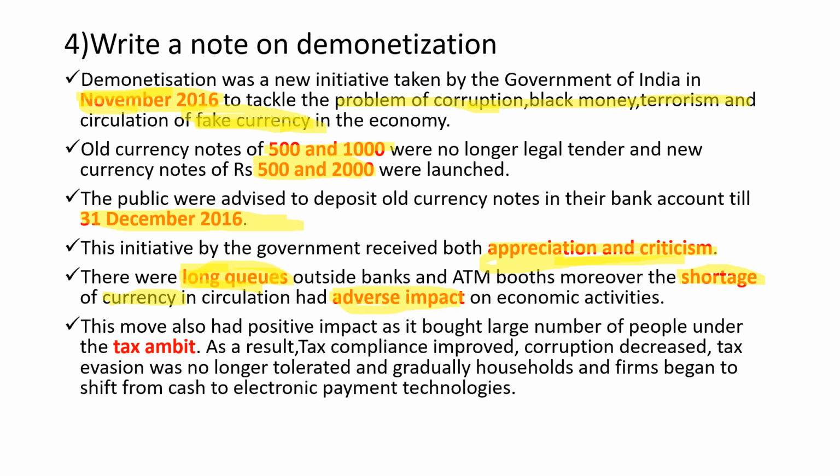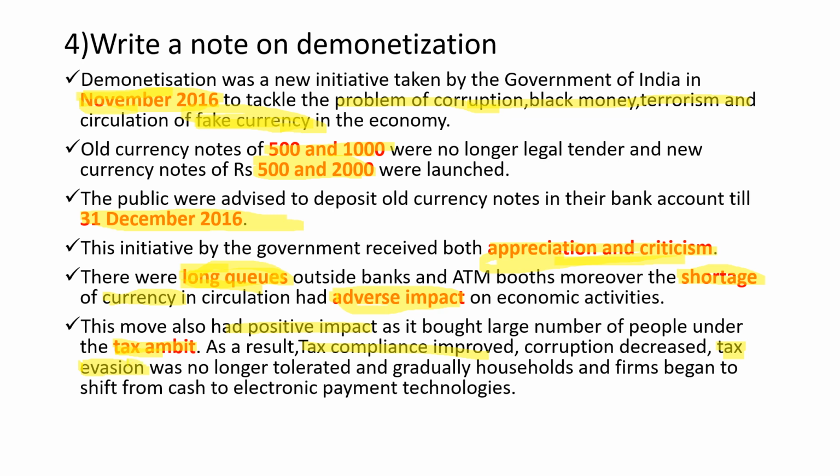But we cannot forget the positive points also. This move also had a positive impact because it brought a lot of people under the tax ambit. Demonetization made people pay tax. As a result, what happened? Tax compliance improved, corruption decreased, tax evasion was no longer tolerated. Tax evasion means some people avoid paying tax by using illegal ways. People who do not pay tax by means of illegal methods, so that is tax evasion.